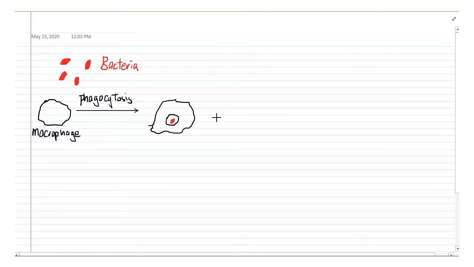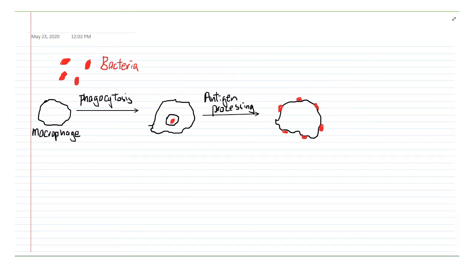What I did not tell you previously is that the macrophage can actually do something called antigen processing. Okay, antigen processing. So in antigen processing, the macrophage will take part of the bacteria that it has engulfed, break it down, and then put the bacterial antigen on its surface. The macrophage is really proud of what it has done. It's very happy that it ate the bacteria, and it wants to show everybody. So it will show everybody by putting the bacterial antigens on its surface.